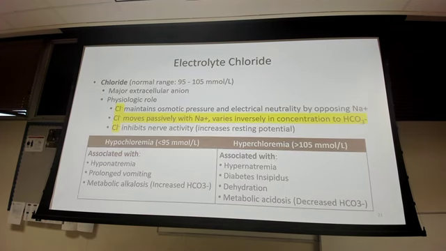All right, electrolyte chloride, right? So chloride maintains that osmotic pressure and electrical neutrality by opposing sodium. Chloride moves passively with the sodium and varies inversely in concentration to bicarbonate. And we're going to break that down a little bit more on this next slide.